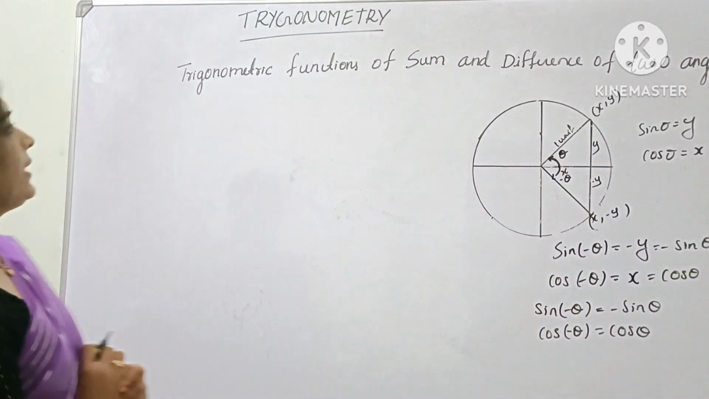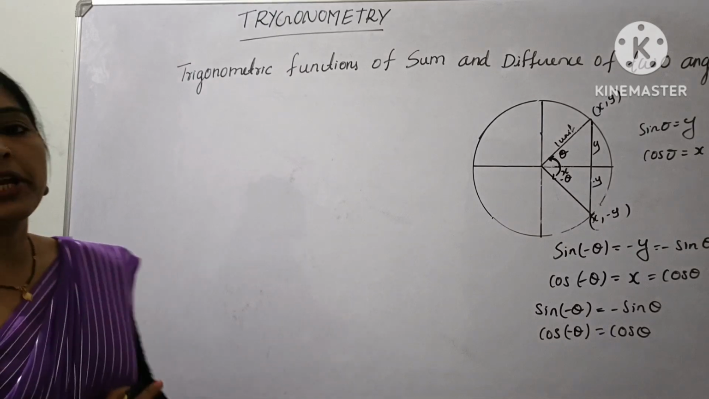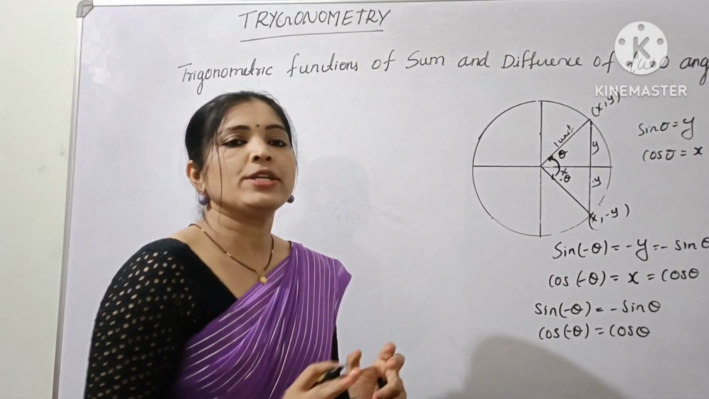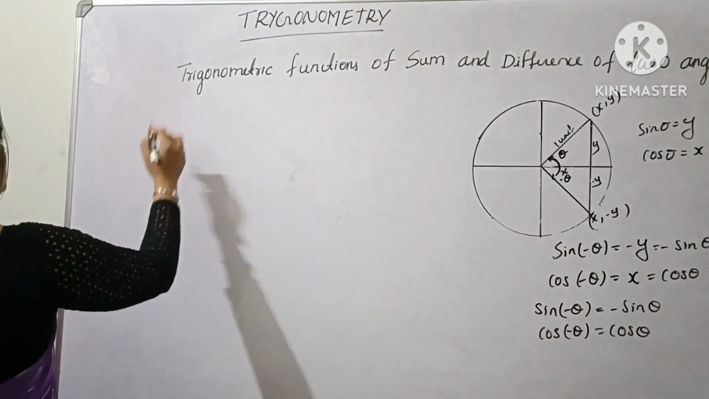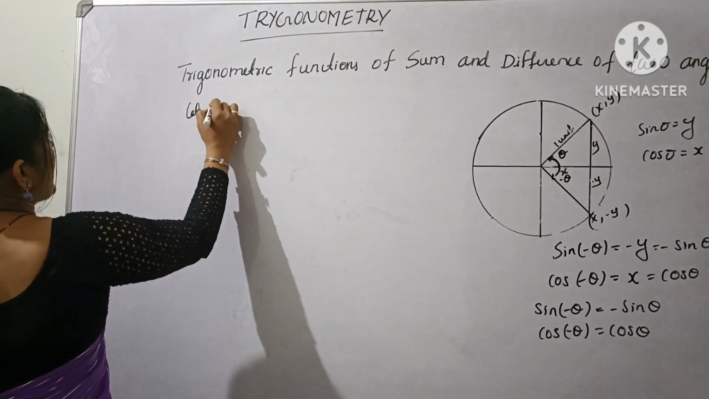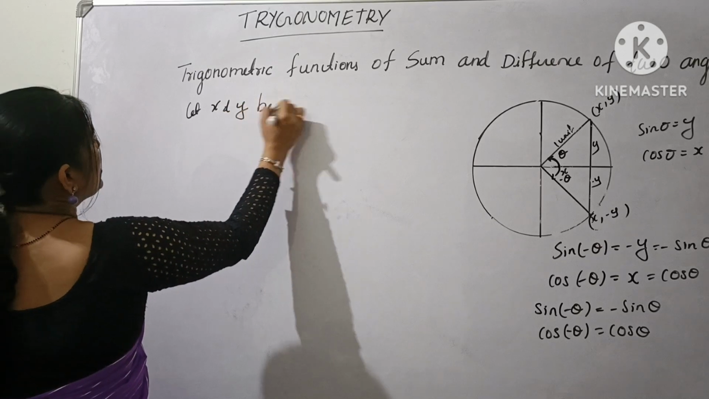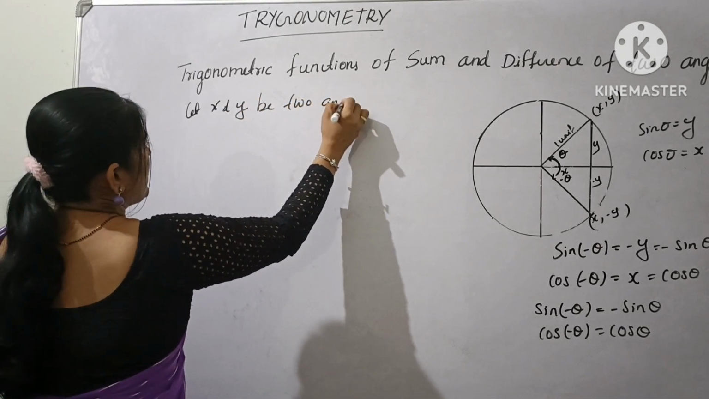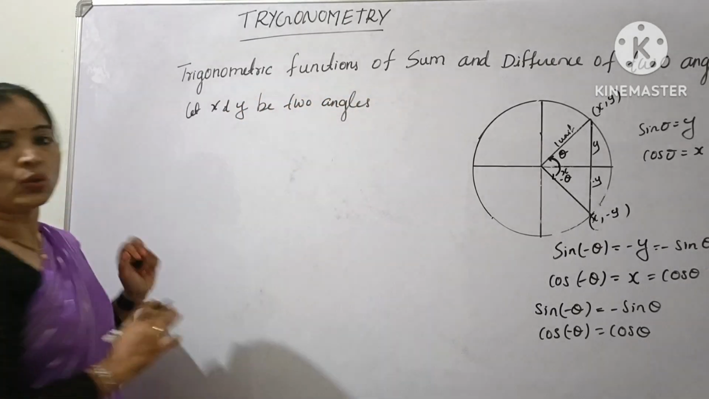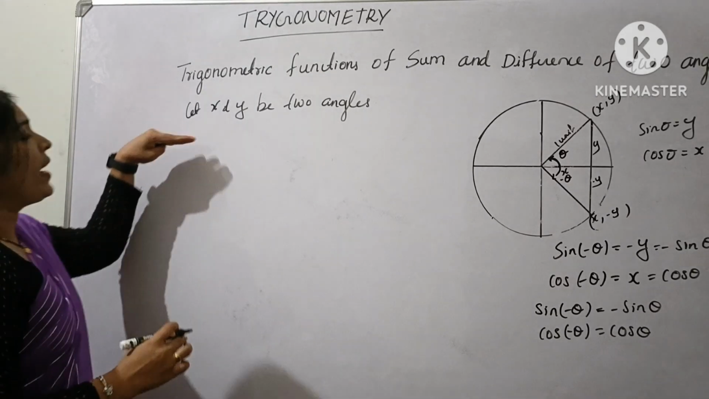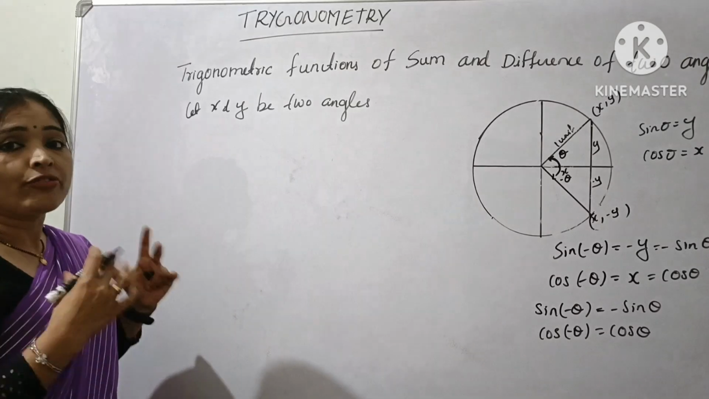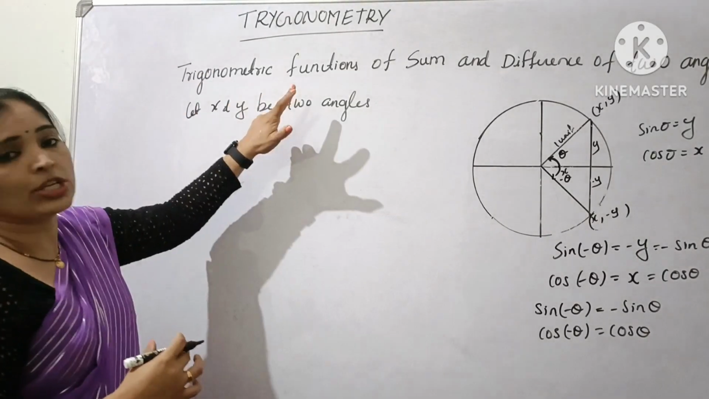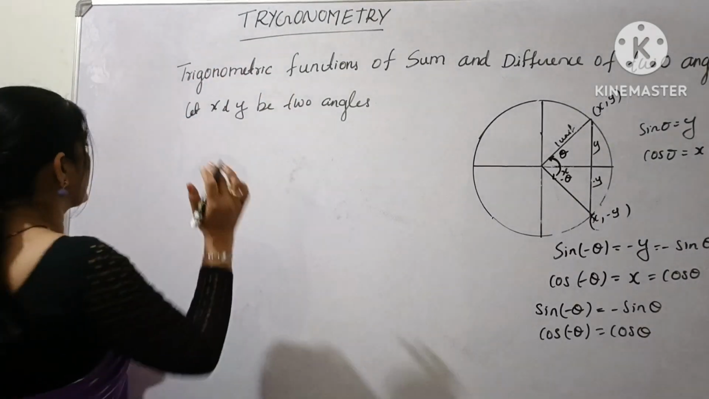Okay, now let us study this one. Trigonometric functions of sum and difference of two angles. Here, let x and y be two angles. Okay. Now I will write the formula. Here we will study the formula for the trigonometric functions of sum and difference of two angles.